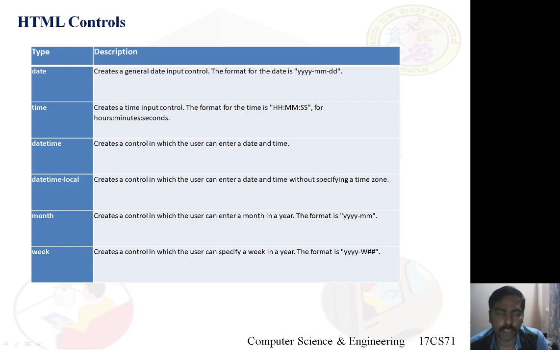So as you can see in the slide, the format for the date is YYYY-MM-DD. The format for the time is hours, minutes, seconds, delimited by colon. The format for month is YYYY-MM. The format for week is YYYY-W followed by the number.